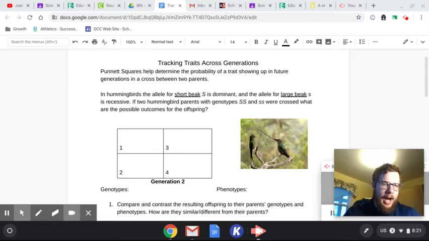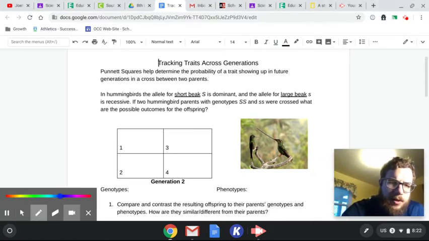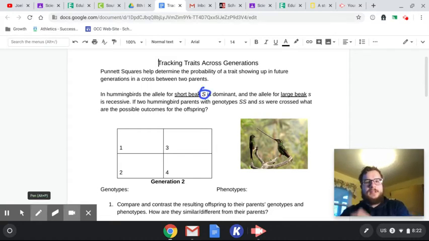Remember, you can write it as a fraction. You can write it as a ratio. I don't think I told you that in yesterday's video. You can write it 1 to 4. You can write it 1/4, or you can write it 25%. Either way, I tend to go with the fractions and then the percents personally, but you can do it either way. Okay, so in hummingbirds, I'm reading the second paragraph here. In hummingbirds, the allele for short beak, big S, is dominant. So short beak is dominant, and then we've got the allele for large beak is recessive, the little s there.